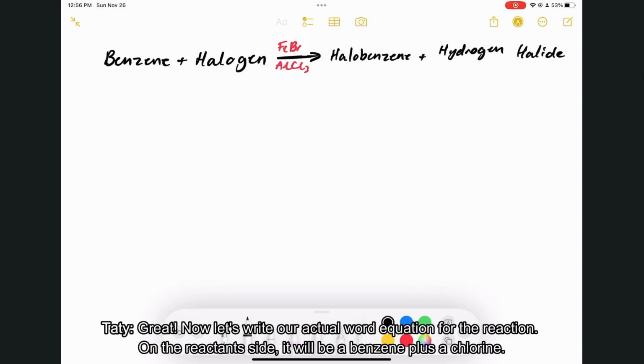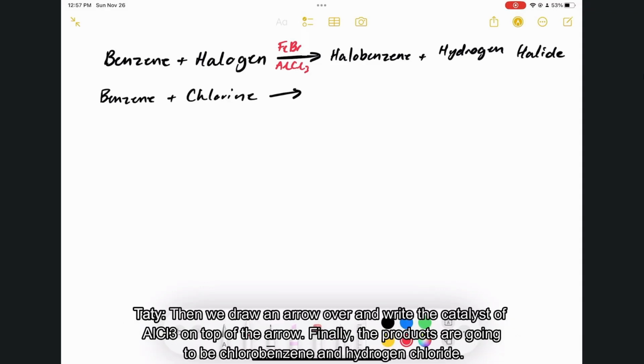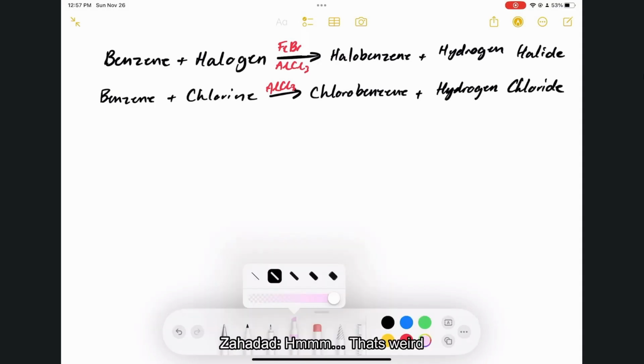Great! Now let's write our actual word equation for the reaction. On the reactant side, it will be benzene plus chlorine. Then we draw an arrow over and write the catalyst AlCl3 on top of the arrow. Finally, the products are going to be chlorobenzene and hydrogen chloride.